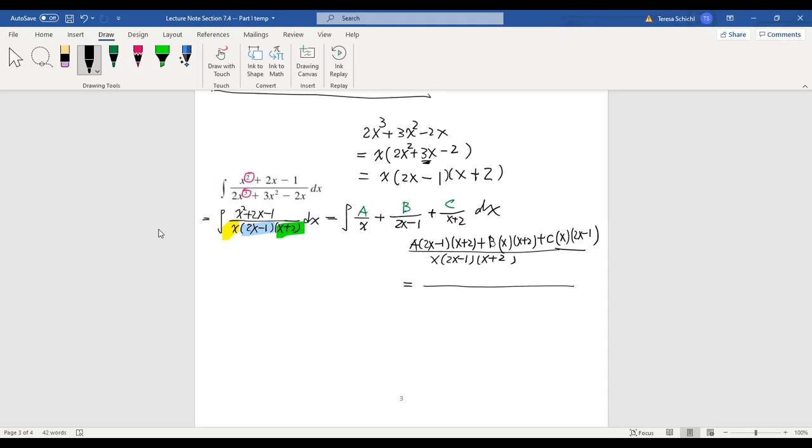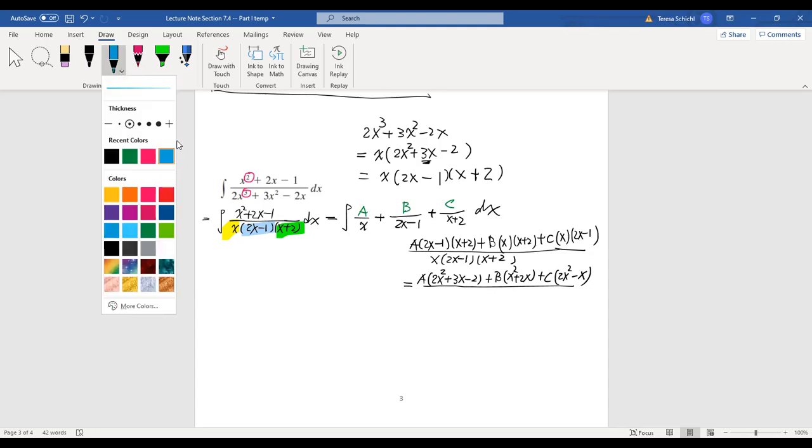Now, the next thing here is a FOIL, right? So now in here, this is the A. So you FOIL this. This is a 2x squared. This is a plus 4x minus 1. So it's plus 3x minus 2. Then this is B, so this is x squared plus 2x. Then this is C, this is 2x squared minus x here. All right, and now here we'll just be very careful about your algebra, right?